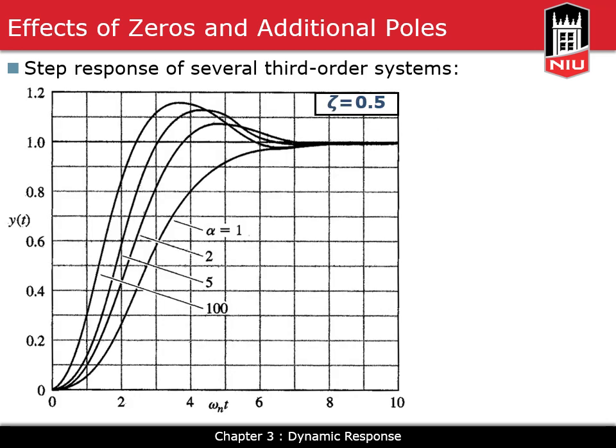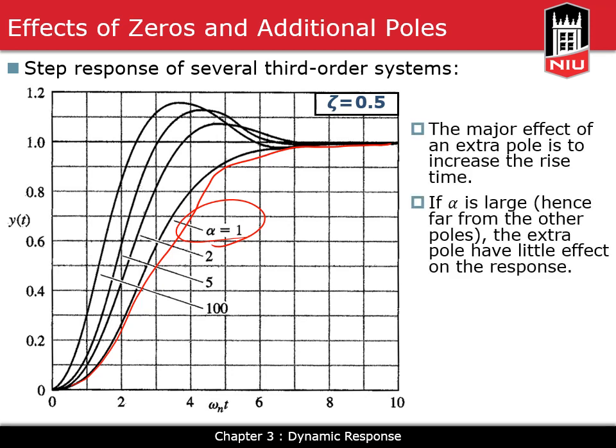Step response of several third order systems are shown here. So basically these are second order systems with an additional pole. Again, the value of alpha plays an important role. If alpha is large, then that additional pole does not do anything to the response. But if alpha gets smaller and smaller, and specifically if alpha is close to 1, then we have a big difference. So this is the case. This one is the case where the response is greatly affected by that additional pole.